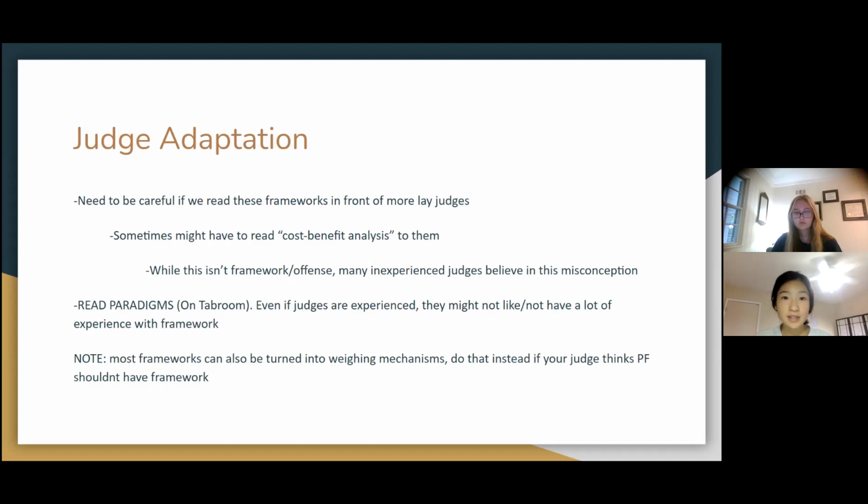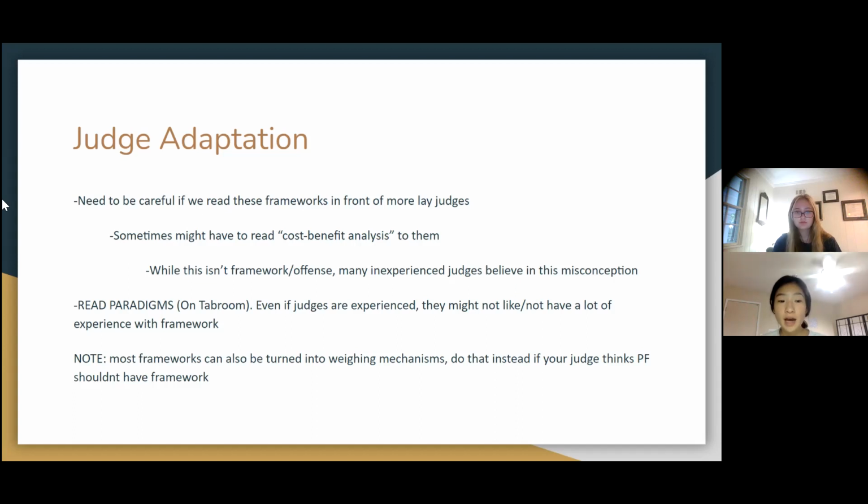And another thing is when you go to tournaments, you need to read the judges' paradigms on Tab Room. We'll explain what Tab Room is, but that's basically the central website where you sign up for tournaments and you get who you're competing against. So it also has the judges' preferences listed online if they posted it online. So if they are experienced and say they're okay with framework, then you can run framework.